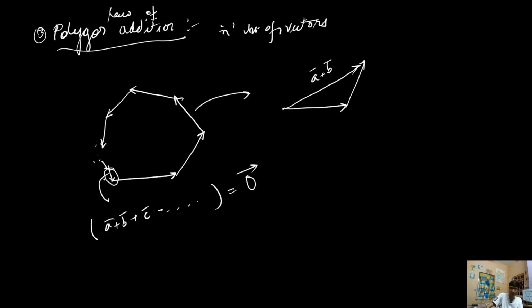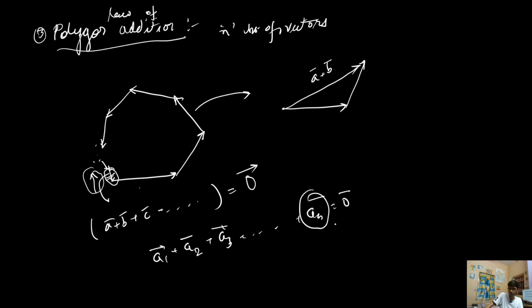So in this case, if I change the direction of this particular vector, then I get the result that this final vector is actually the resultant of these n minus 1 vectors. So if these n vectors are represented as a1 vector plus a2 vector plus a3 vector and so on up to an vector, it is equal to the null vector.